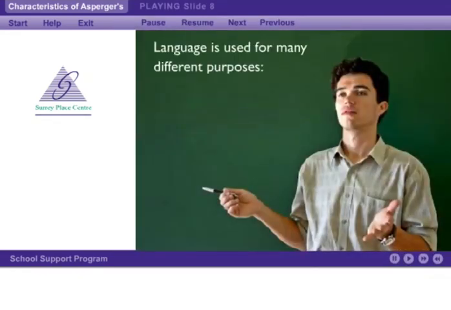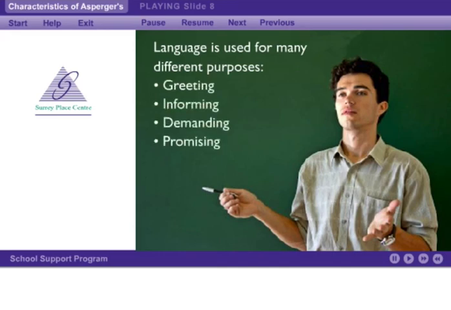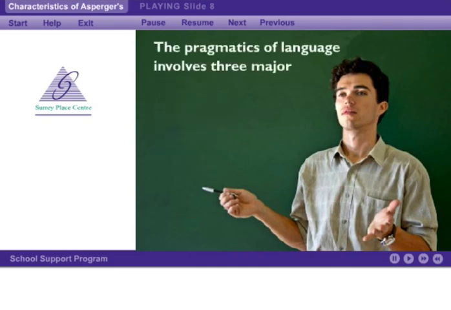Language is used for many purposes such as greeting, informing, demanding, promising, and requesting. The pragmatics of language is the social use of language. It involves three major communication skills.